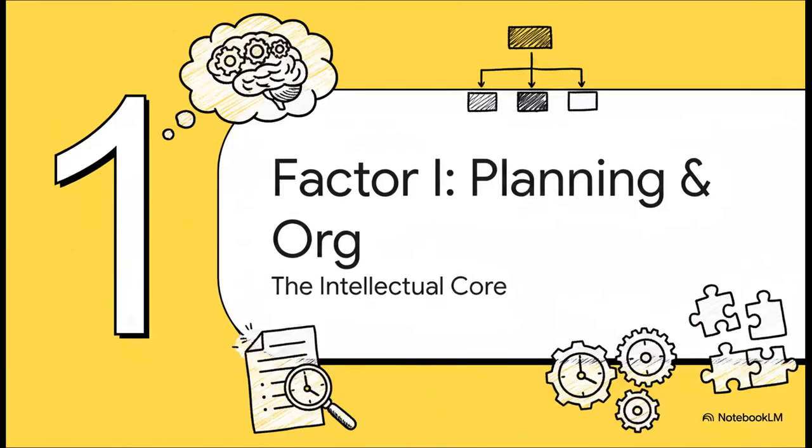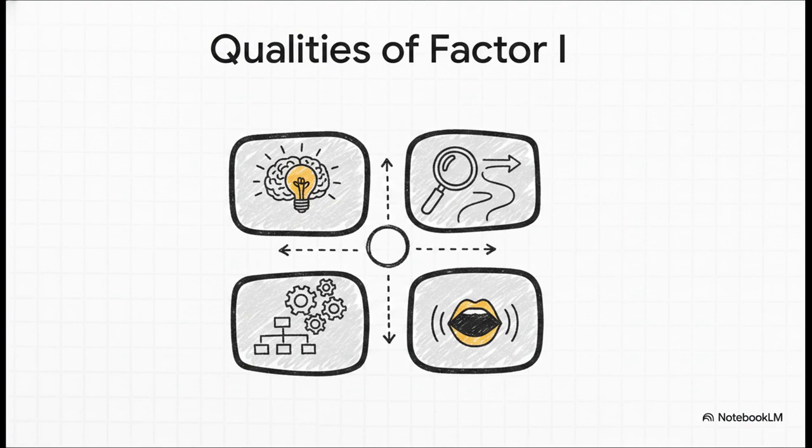Okay, let's start with factor 1, the intellectual core. This is all about planning and organizing. Think of it as the cognitive foundation of leadership. It's all about the ability to think, to reason, and to structure a course of action. Within this intellectual factor, there are 4 key qualities we need to look at: effective intelligence, reasoning ability, organizing ability, and power of expression. Let's break each one down.